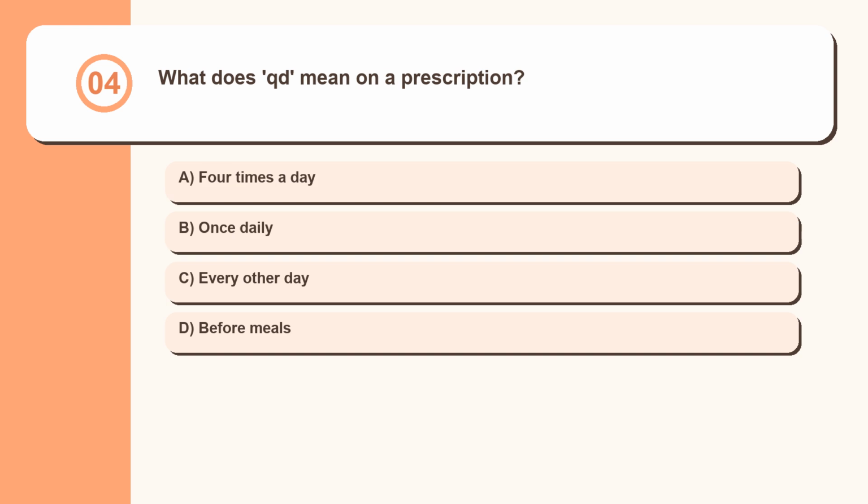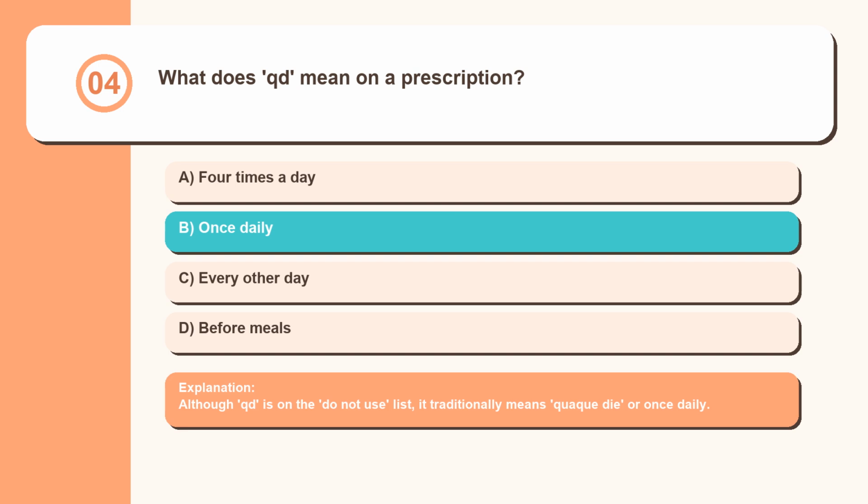Question 4. What does QD mean on a prescription? 4 times a day, once daily, every other day, before meals. Although QD is on the do not use list, it traditionally means quaque die or once daily.